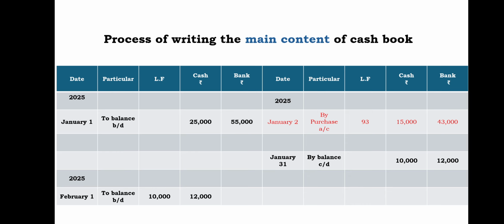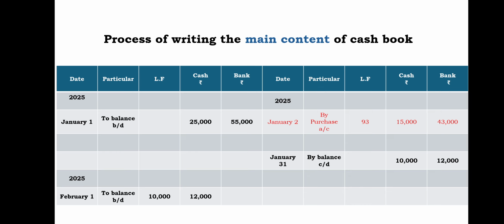Now what we have learned here is that at the end of the month, on January 31st, the right side will be written as by balance carried down. It means how much money you will carry to the next month. So you can see that on the right side we will carry 10,000 rupees and 12,000 rupees to the next month. And what is our next month? Our next month is February.